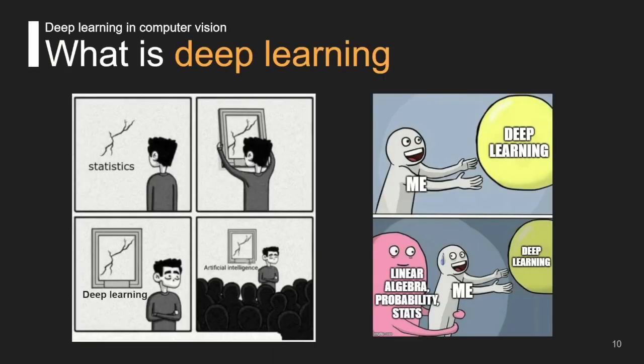What is deep learning? You can see the left figure. Deep learning is just statistics, but if you want to demonstrate deep learning to people, you need to call it artificial intelligence. For the right figure, if you try to do some research related to deep learning, you will also find that it is nothing but linear algebra, probability, and statistics. So, deep learning is mathematics.